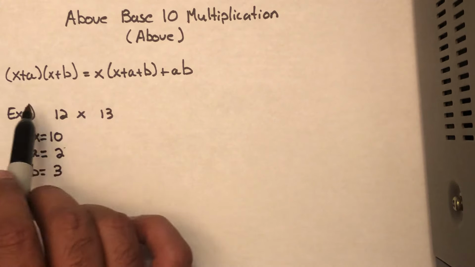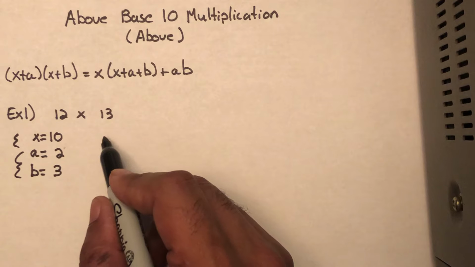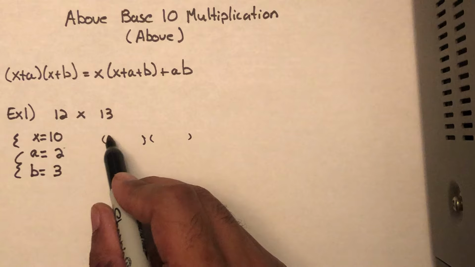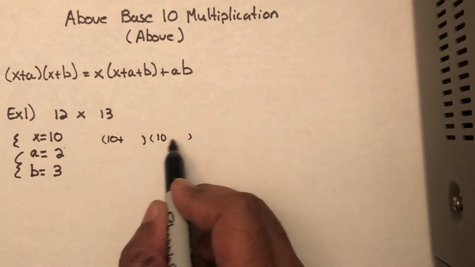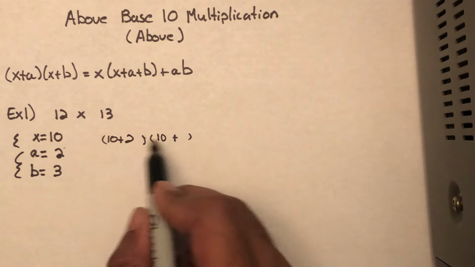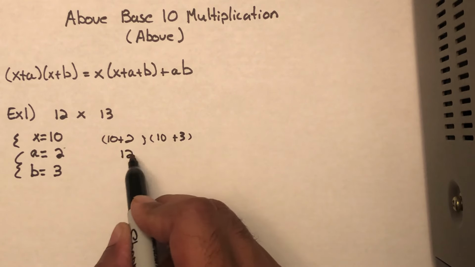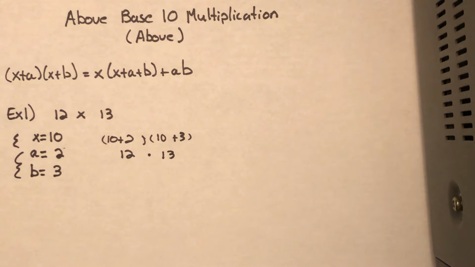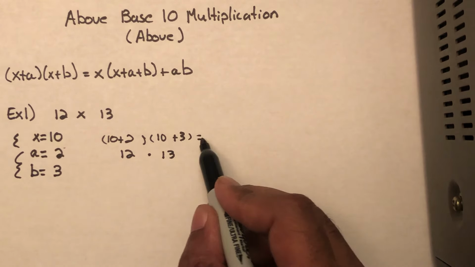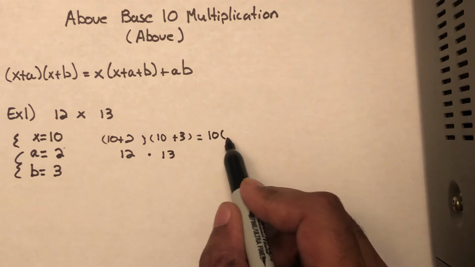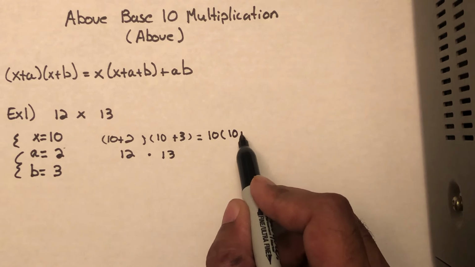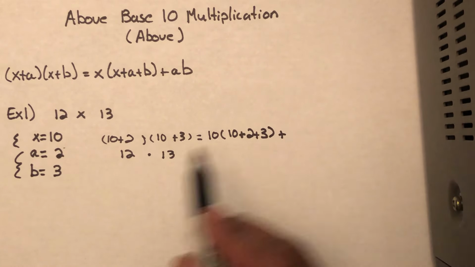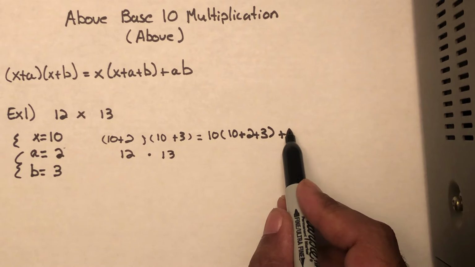So let's carefully substitute it in here and see how this works. I have x plus a, x plus b. So my x is 10, plus, plus. What's my a and my b? 2 and 3. And this is another way of saying 12, and this is another way of saying 13. That's why it works, because it's still 12 times 13. So let's follow it carefully. What's my x? It's 10. Then I have another 10. Then I add the excesses, 2 plus 3. And then I add the product of the excesses. 2 times 3 is 6.